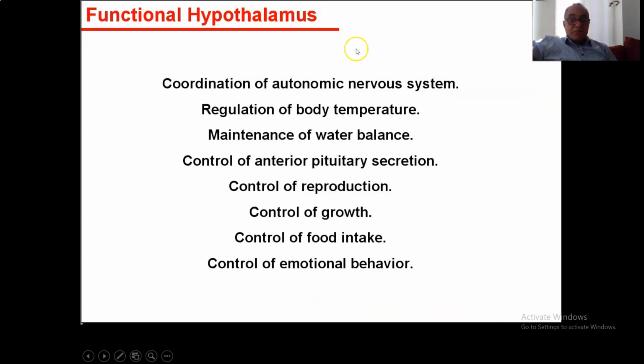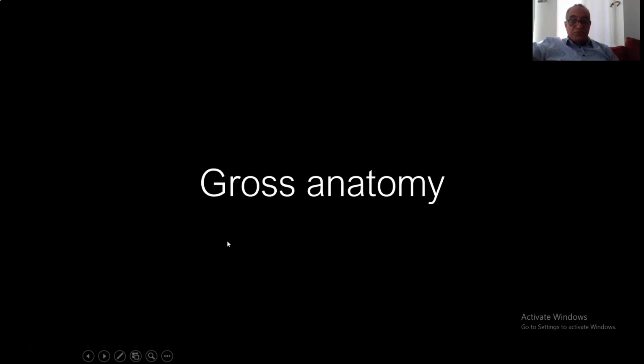So some of the functions of the hypothalamus are the high function, the coordination of the autonomic nervous system. It is the connection between the brain and the autonomic nervous system, which, as you know, is an efferent system that controls all the autonomic functions of the human body. It is responsible for regulating the body temperature, water balance, controlling anterior pituitary secretion, and also storing some hormones in the posterior pituitary, controlling reproduction, growth, food intake, and emotional behavior.